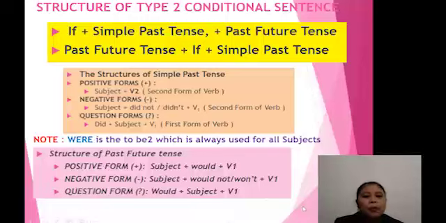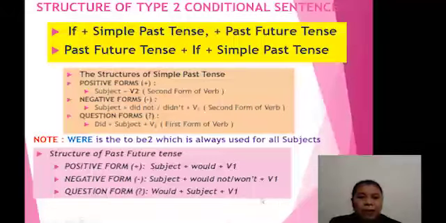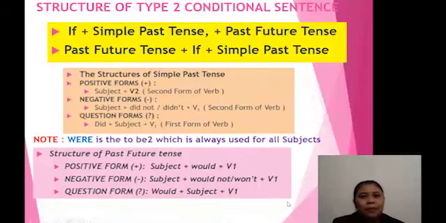And the structure of past future tense: the positive form, subject would plus verb 1; the negative form, subject plus would not or wouldn't plus verb 1; and the question form, would subject plus verb 1. There should be a question mark here. Okay, can we go to the example?